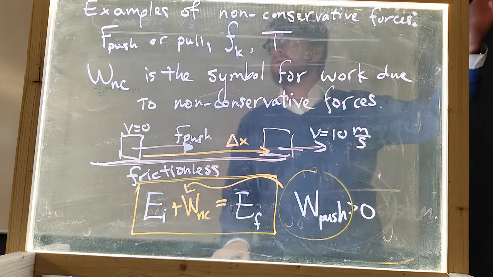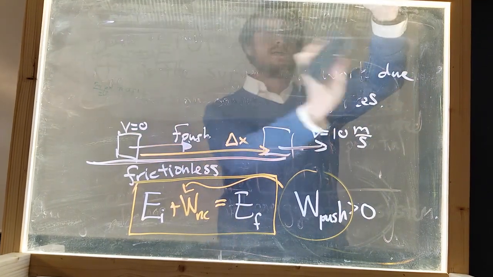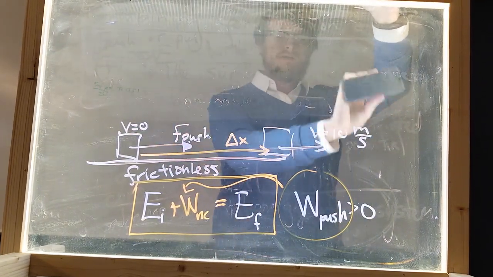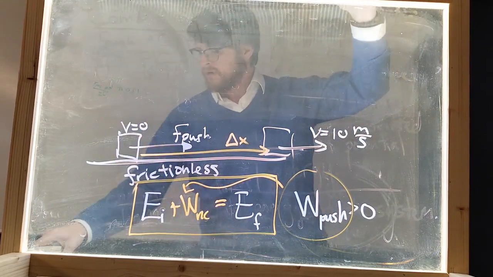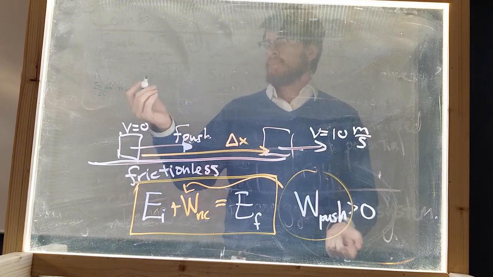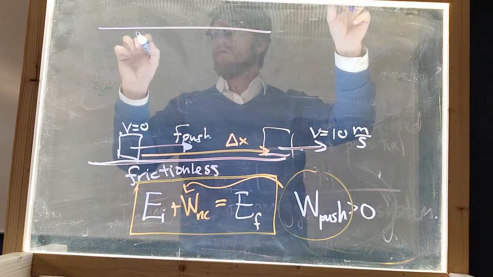So let's take a look at another example and see what happens when we have something slightly different going on. Okay, so let's have a system with friction.